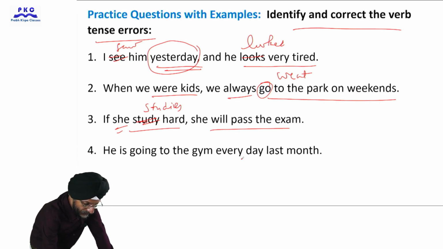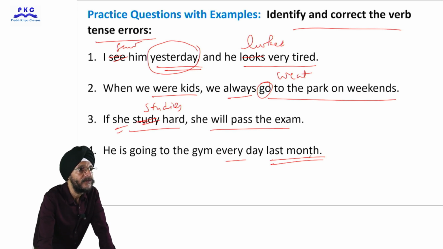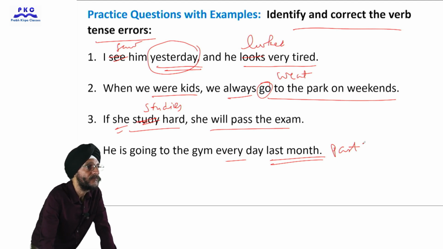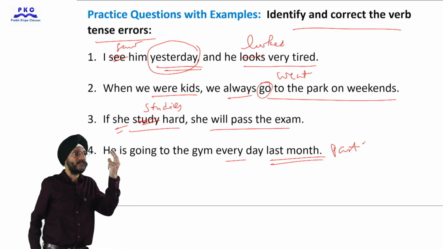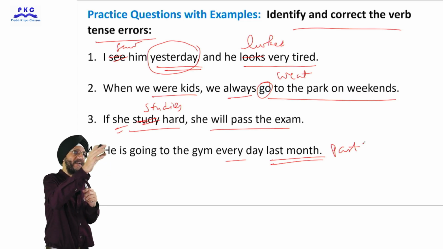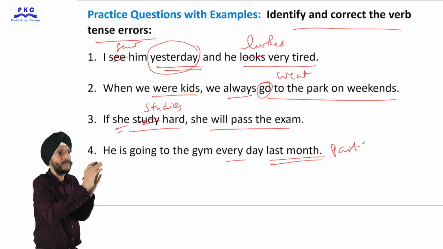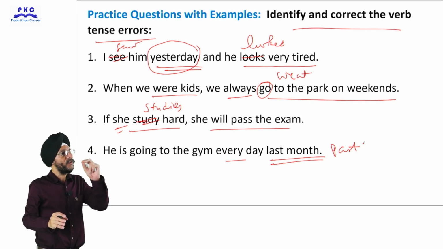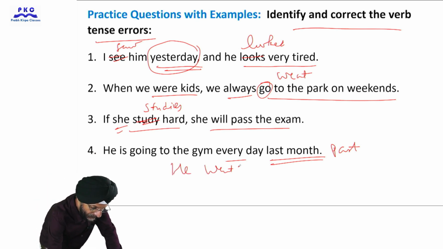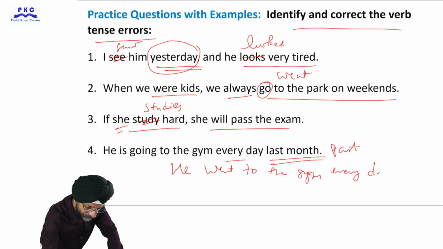He is going to the gym every day last month. Here last month pertains to the past. So here we are talking about the past. These actions of going to the gym occurred in the past, completed action in the past. The action took place in the past. That is, a person was going to the gym every day last month. For completed actions, we will use "he went to the gym every day last month." Completed actions.